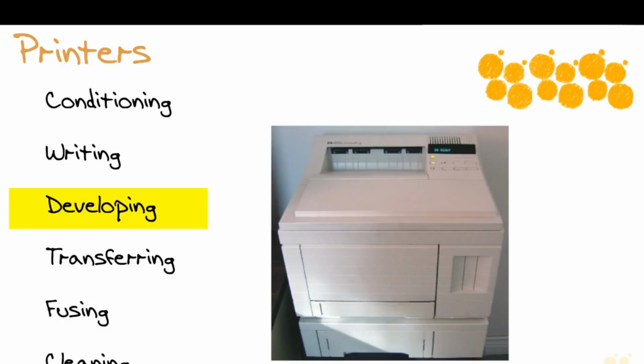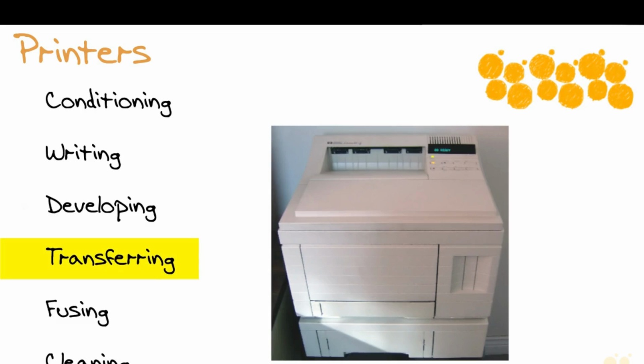Then there's step 3, the developing, and this is going to have the drum holding that electrical representation of the image being printed, and it's going to have discrete electrical charges that need to be converted into something that can be transferred to a piece of paper. So this is where you have toner transferred to the areas that were exposed in the writing step.